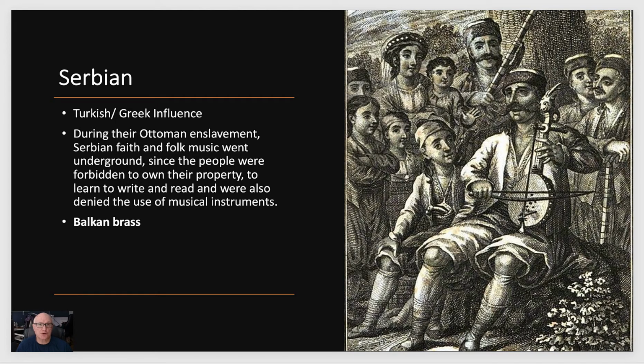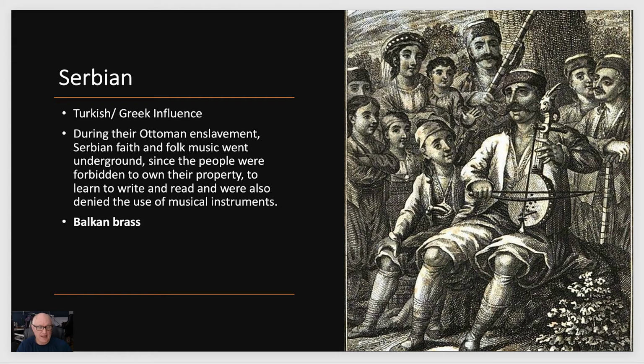Then we have the Serbians, and the Serbians down near Greece have a strong Turkish and Greek influence, as you would imagine. And you can see the instruments that are in this carving, or in this engraving, I should say. And we can recognize those as having some Greek origins. And during their Ottoman enslavement by the Ottoman Turks, their folk and faith music went underground.